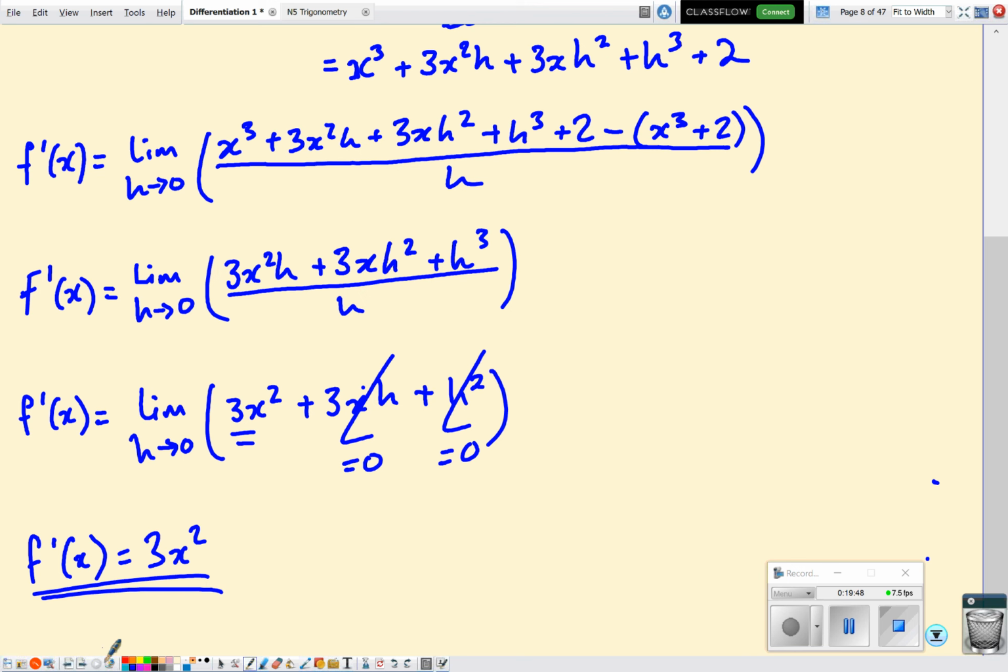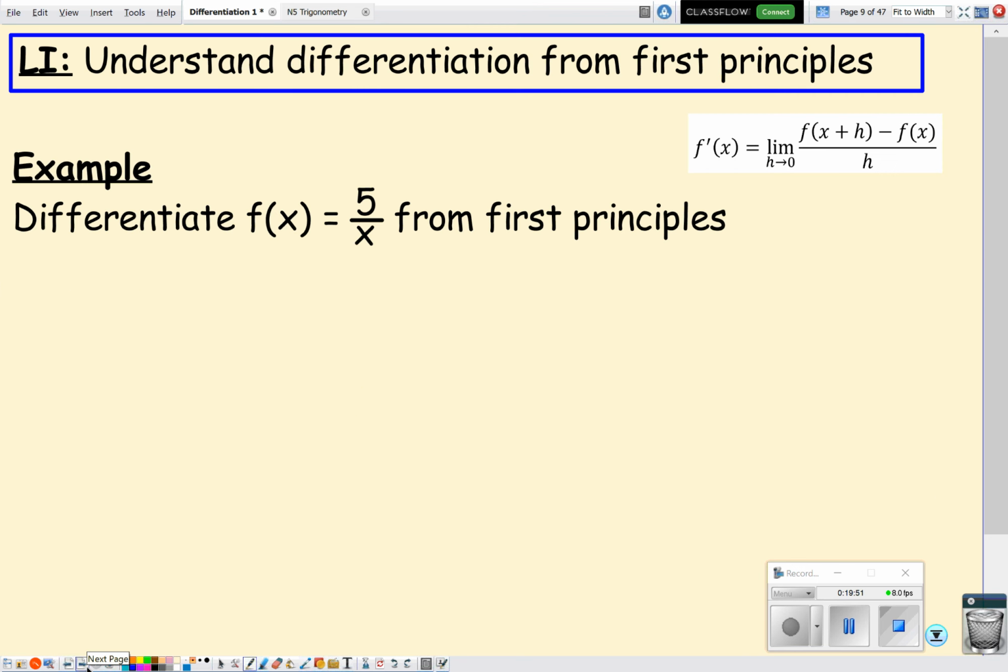Okay, right, last one. Differentiate f of x equals 5 over x from first principles now. Let's just do this one first of all before we get started, so you can get a clear idea of what we're aiming for here. 5x to the power minus 1, so f dash of x is minus 5x to the power minus 2, or in other words, minus 5 over x squared. Right, job done. So that's what we're aiming for. Let's see if that is indeed what we get.